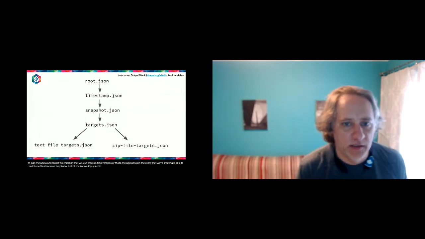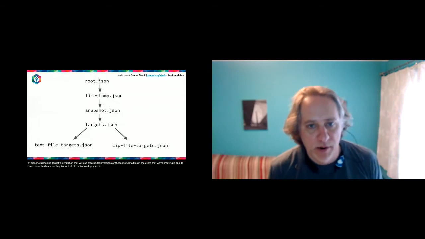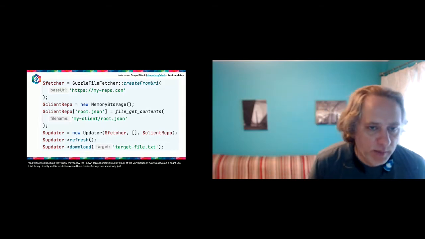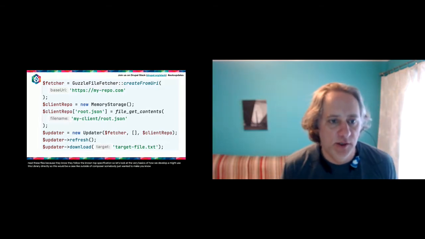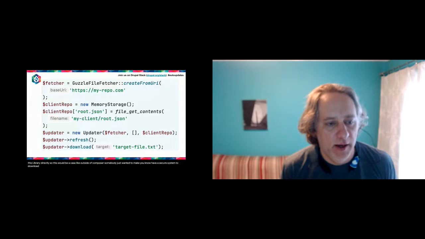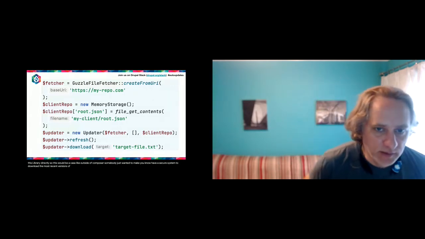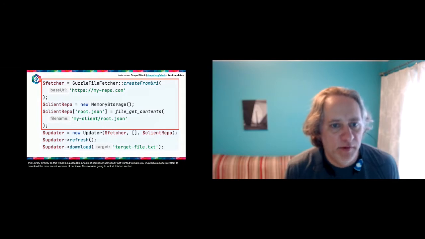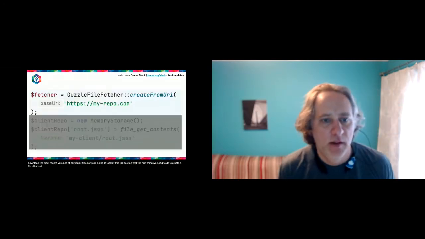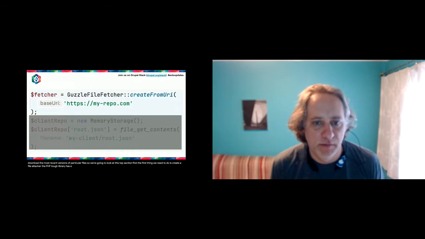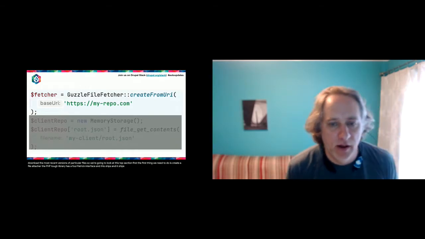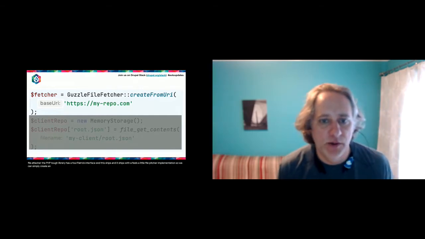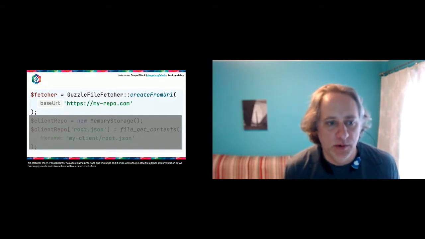So let's look at the very basics of how a developer might use this library directly. This would be a case outside of Composer, if somebody just wanted to have a secure system to download the most recent versions of particular files. So we're going to look at this top section first. The first thing we need to do is create a file fetcher. The PHP TUF library has a file fetcher interface, and it ships with a Guzzle file fetcher implementation. So we can simply create an instance here with our base URL of our remote TUF repo.